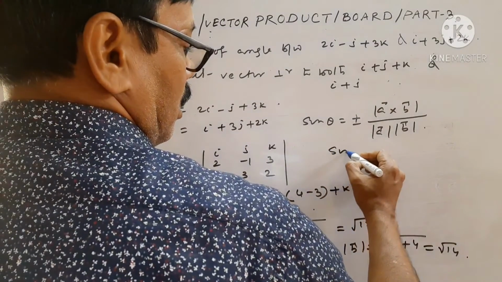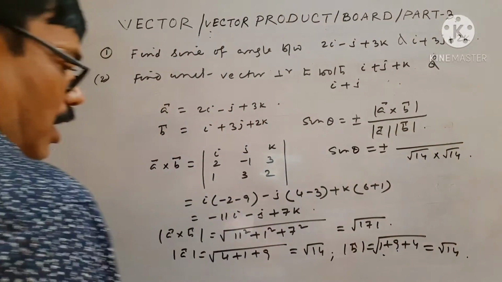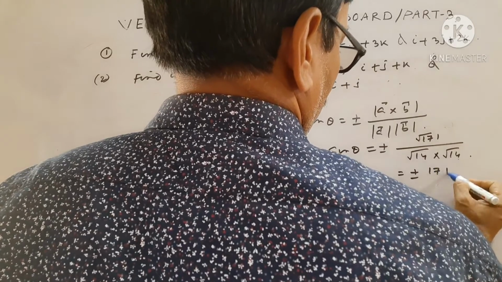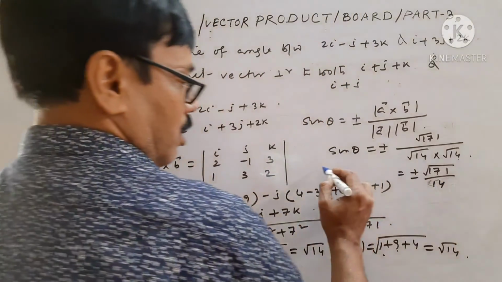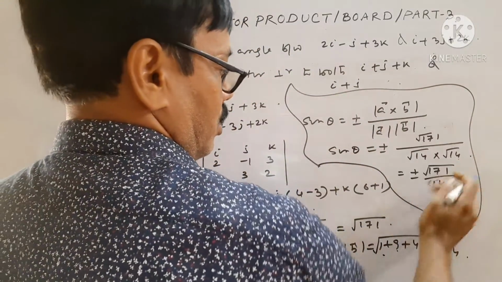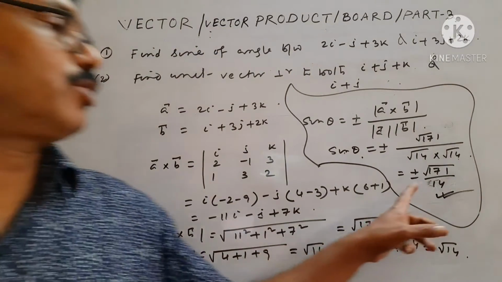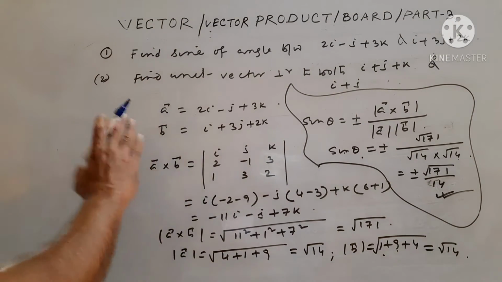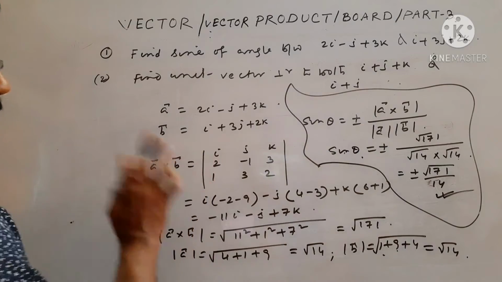So what is sine theta? Sine theta equals plus minus root over 171 by 14. You must see whether it is less than 1 or not. 14 square is 196, so this is less than 1. So it is positive. So the sine of the angle is root over 171 by 14. So this is a mechanical problem. You only have to calculate A cross B, mod A, mod B.